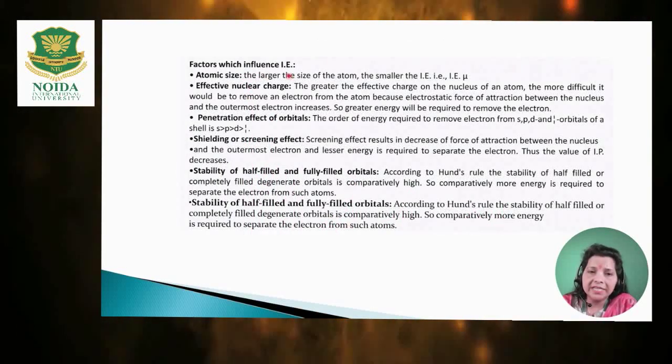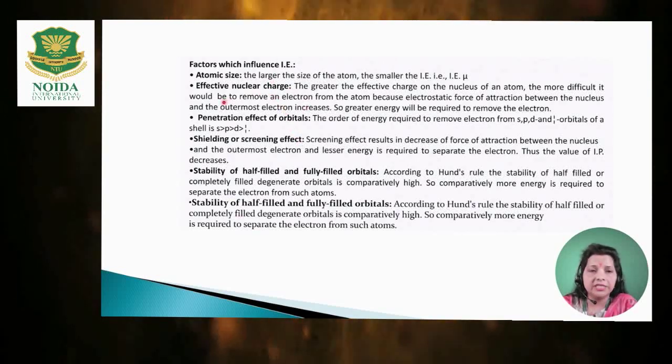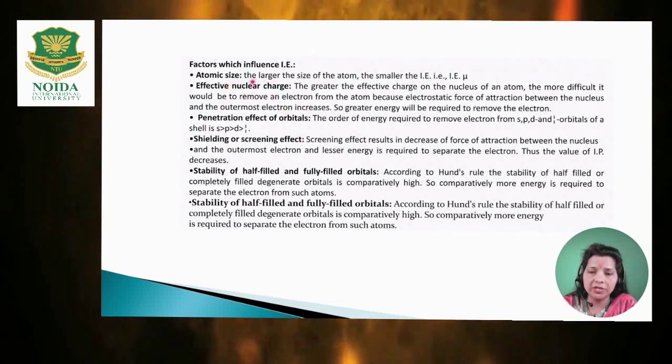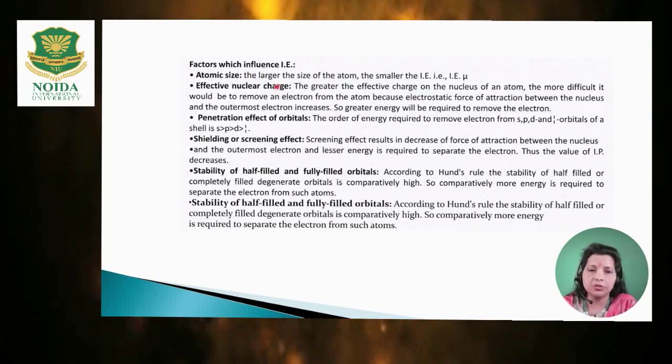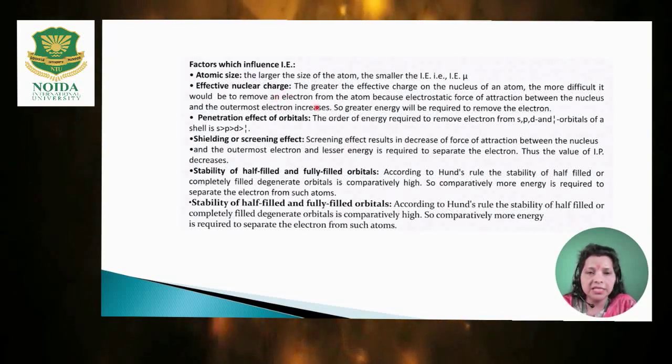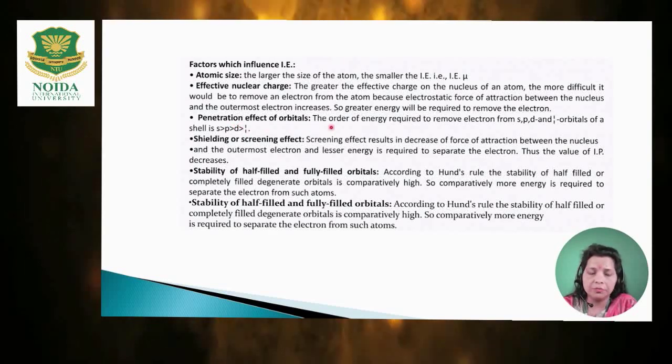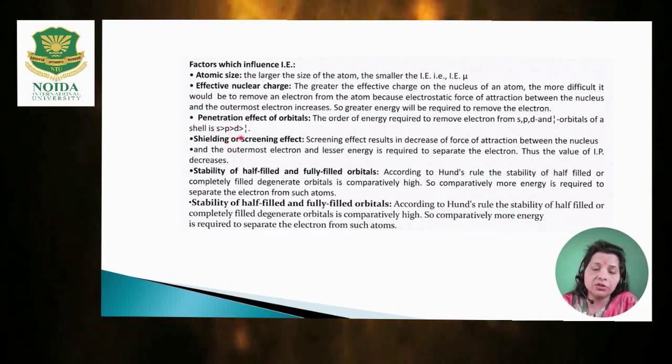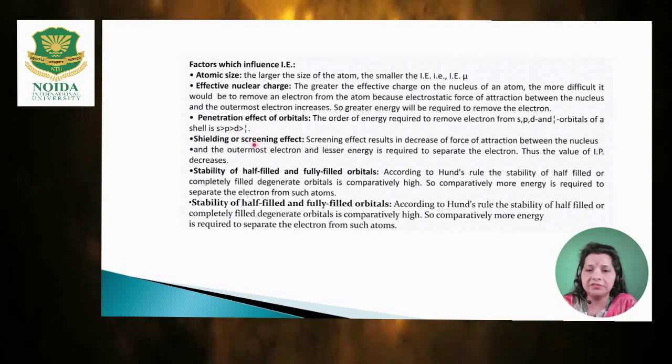So what are the various factors which influence the ionization energy? The first one is the size. As I already explained, the larger the size, the easier it is to remove the electron. Effective nuclear charge: the lesser the nuclear charge, the easier it is to remove the electron from its valence shell. Penetration effect of orbital is the third important factor: the energy required to remove an electron from s, p, d, f orbitals differs. If you want to remove from s, the required energy is low, but if you want to remove the electron from a d orbital, the required energy will be higher.